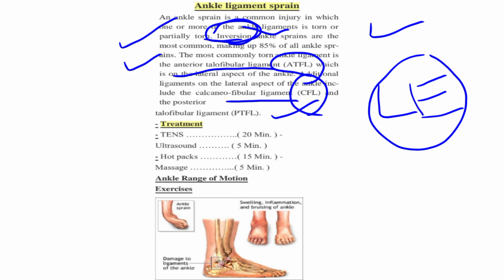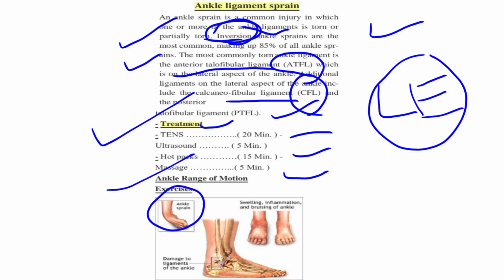For the treatment of ankle ligament sprain, you can use TENS, transcutaneous electrical nerve stimulation, for 20 minutes, ultrasound, hot packs, and massage therapy. Ankle range of motion exercises are helpful in this case. You can see here an ankle sprain, the inversion type, where the anterior talofibular ligament is injured. This is the ligament damage of the ankle.